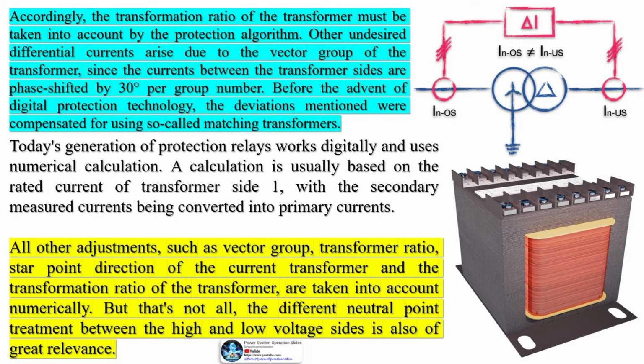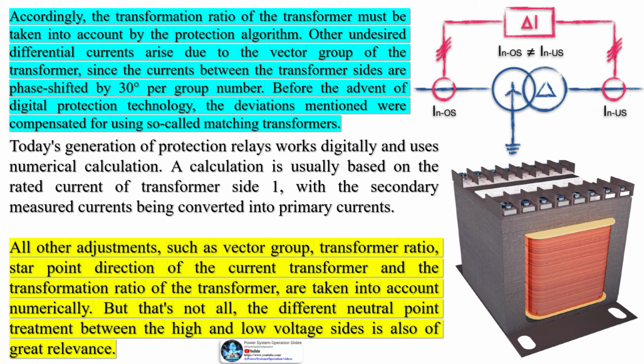Before the advent of digital protection technology, the deviations mentioned were compensated for using so-called matching transformers. Today's generation of protection relays works digitally and uses numerical calculation. A calculation is usually based on the rated current of transformer side 1, with the secondary measured currents being converted into primary currents.